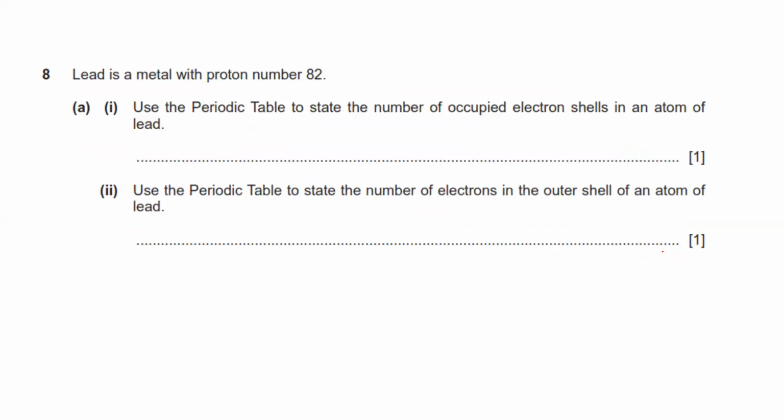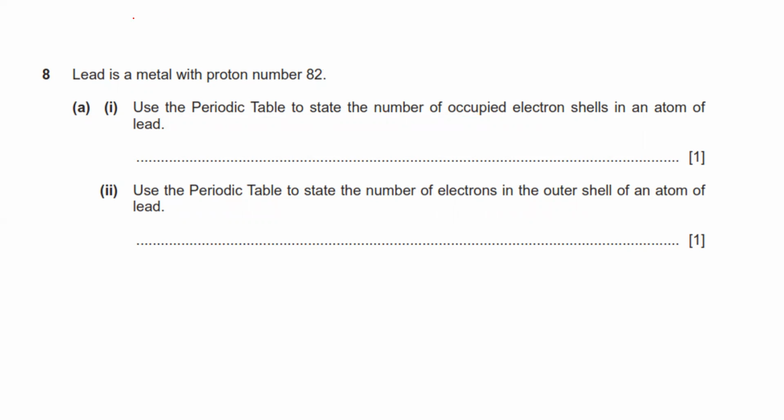Moving ahead, next question, question number 8. It says lead is a metal with proton number 82. Part A says use the periodic table to state the number of occupied electron shells in an atom of lead. So lead is 82.